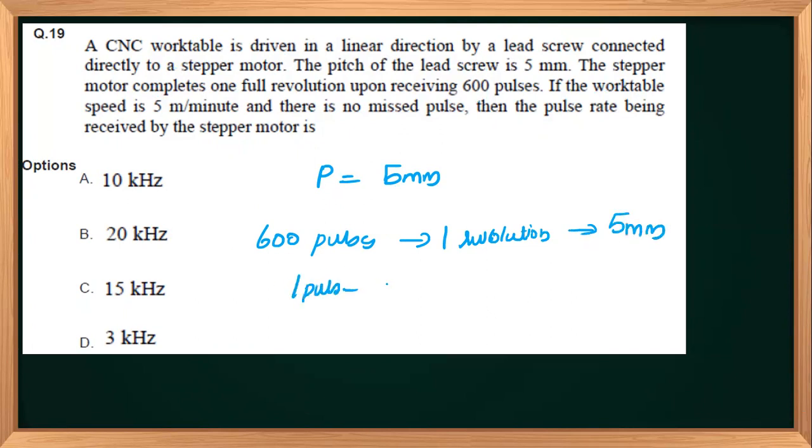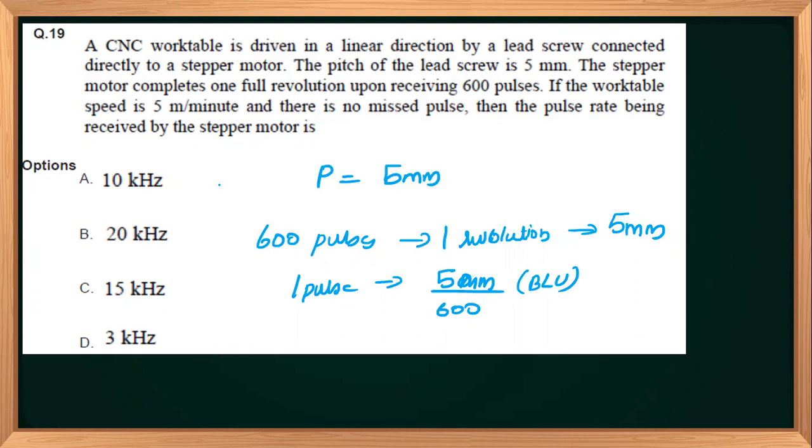Suppose I send one pulse, how much can I move? This will be 5 mm divided by 600. The linear motion which can happen in one pulse will be equal to 5 divided by 600 mm. This is nothing but our basic length unit, isn't it? So in one pulse, how much it has moved, that is the basic length unit, right? So this will be the basic length unit.